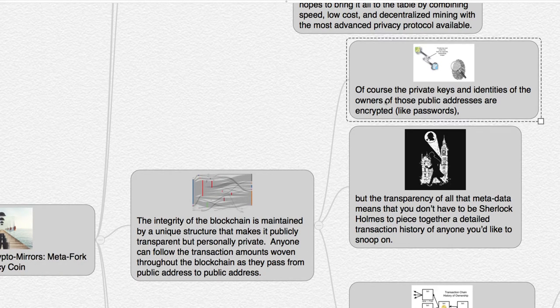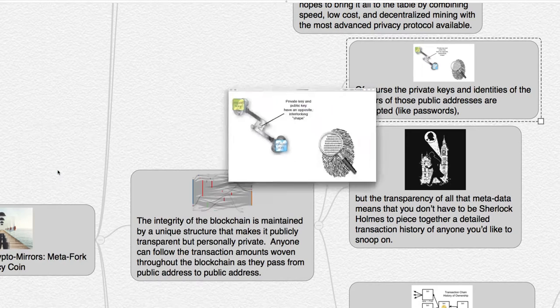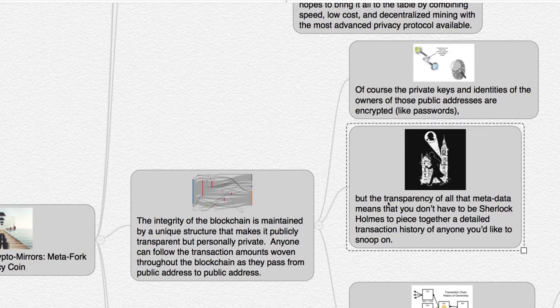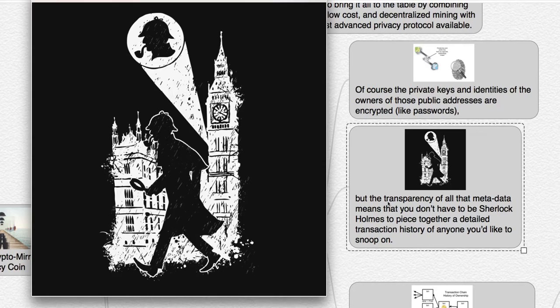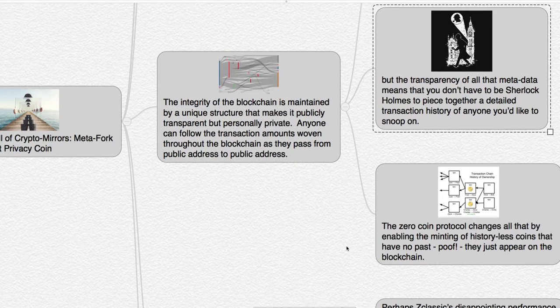But the private keys and the identities of the owners, those private keys that link to those public addresses, are encrypted like passwords. But the transparency of all this metadata means that you don't have to be a Sherlock Holmes to piece together a detailed transaction history of anyone that you'd like to snoop on, if you are so inclined. So that's why privacy is important.